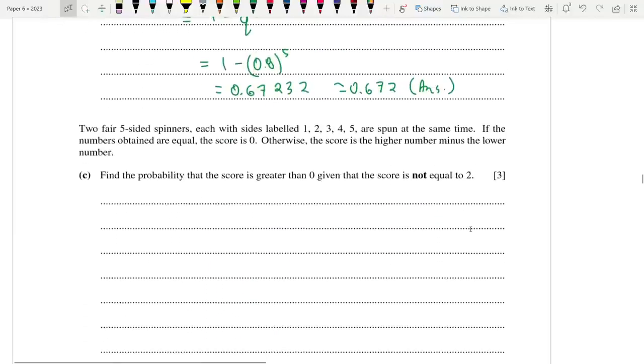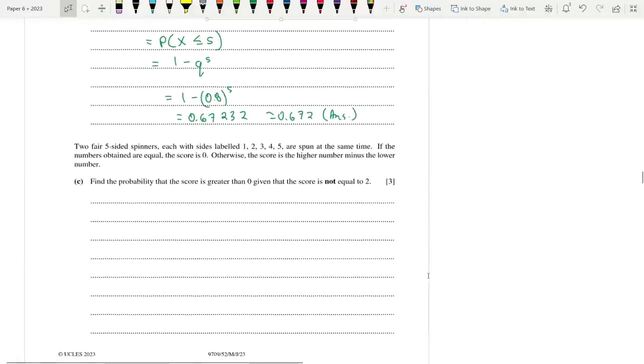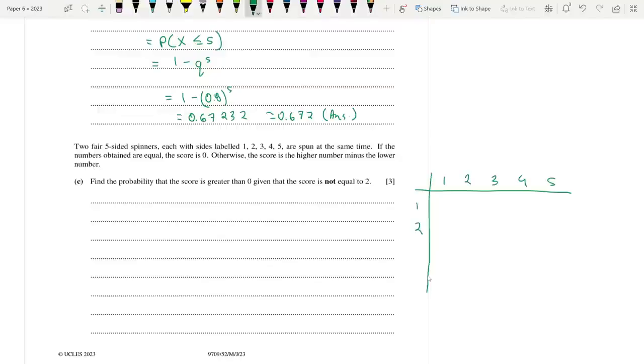Now, two fair five-sided spinners, each with sides labeled 1, 2, 3, 4, or 5, are spun at the same time. If the numbers obtained are equal, the score is 0. Otherwise, the score is the higher number minus the lower number. Okay, so let's do this again. Let's go one more time. Okay, 1, 2, 3, 4, 5, and 1, 2, 3, 4, 5.